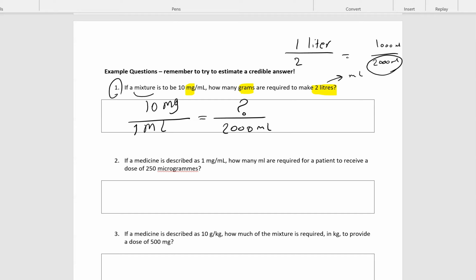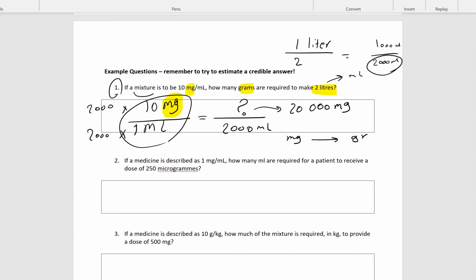So how many milligrams, with this concentration, do you have in 2000 milliliters? Here it is in milligrams. So 10 times 1 milliliter, by 2000 here. So I will do 2000 times 10 here. So your answer here is 20,000 milligrams.